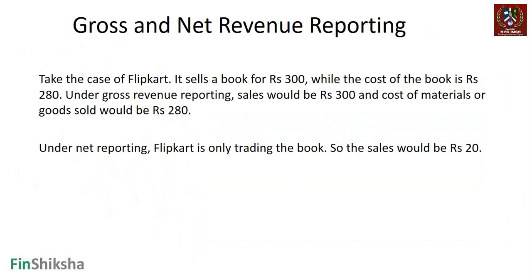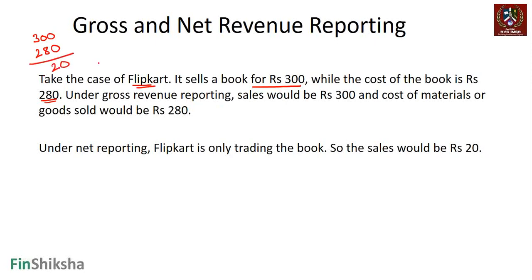Next concept that comes is something called gross and net revenue reporting. Now consider the case of Flipkart. Flipkart is sort of a trading company. It's a retail company. Let's say it sells a book for 300 while the cost of the book is 280. So what should be the revenue for them, right? They sell a book worth 300. The cost of it is 280.